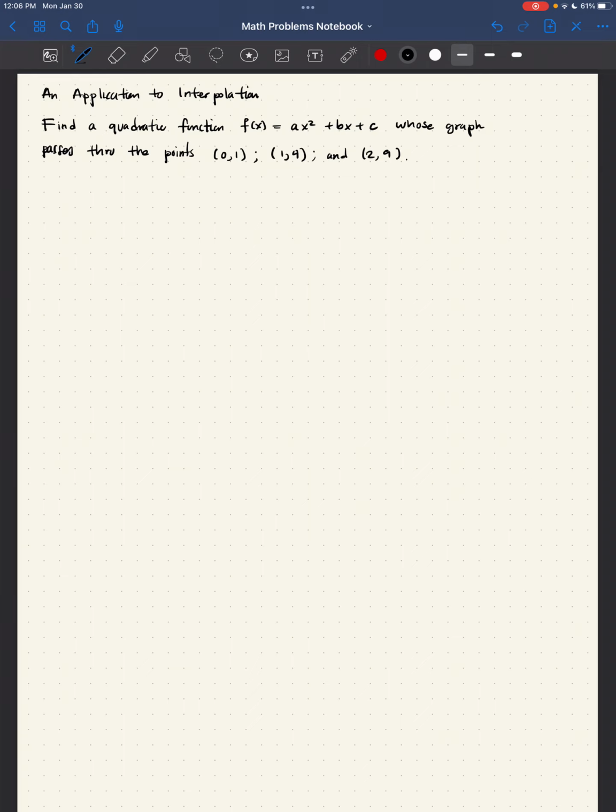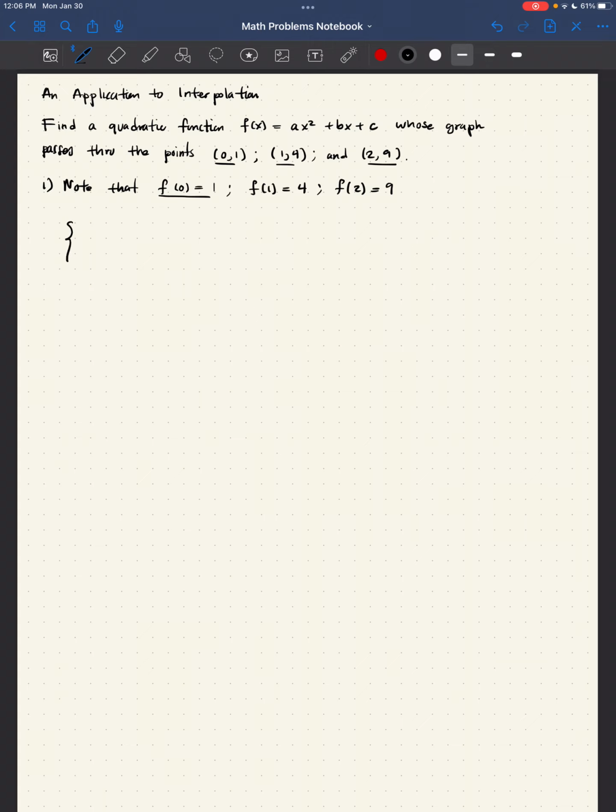Well, first thing is to note that we have the following information. As we're given these points here, what we really have is that f evaluated at 0 should return 1, f evaluated at 1 should be 4, and f evaluated at 2 should be 9. But of course, this equation that we have here is actually the following.